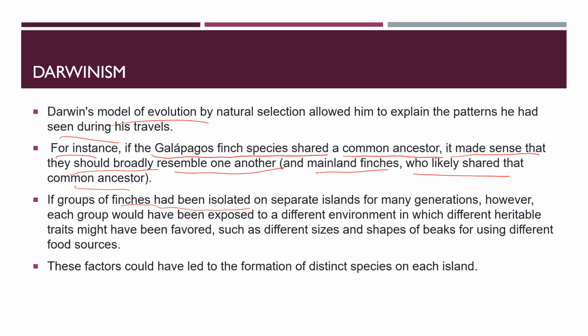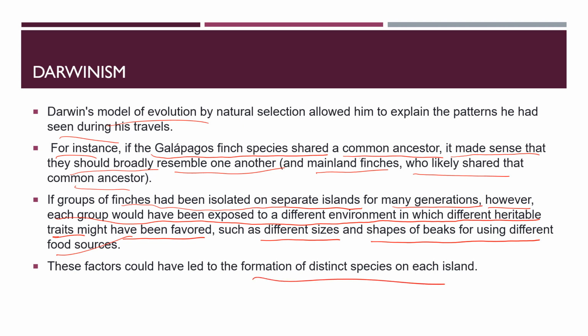If groups of finches have been isolated on separate islands for many generations, each group would have been exposed to a different environment in which different heritable traits might have been favored, such that different sizes and shapes of beaks suit the food sources. So the main thing is the food sources. Food is the thing which gave them the different shapes and sizes of beak. These factors could have led to the formation of distinct species of finch on each island. Okay, is it clear to everyone? So this was his observation in the Galapagos islands in the finch species.